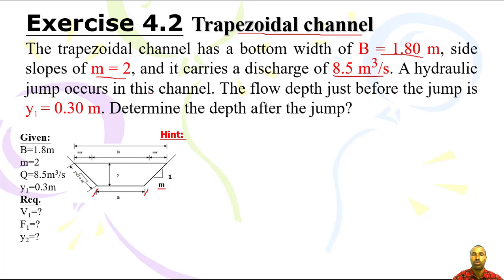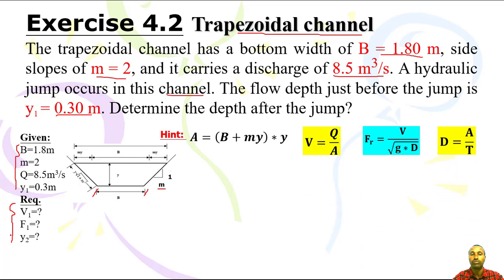So a hydraulic jump occurs in this channel. The flow depth just before the jump is 0.3 meter. This is the flow depth before the jump. Determine the depth after the jump. So given parameters you put: bottom width, M, Q, and Y1. Then you are asked to find V1, F1, and Y2.